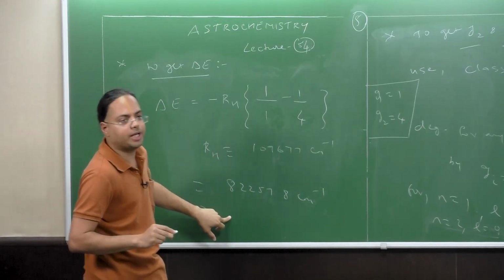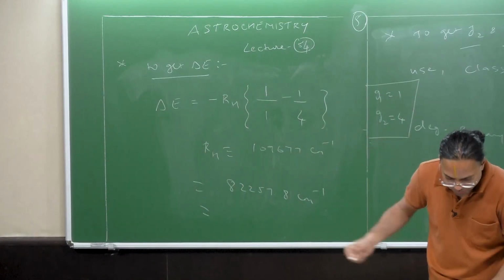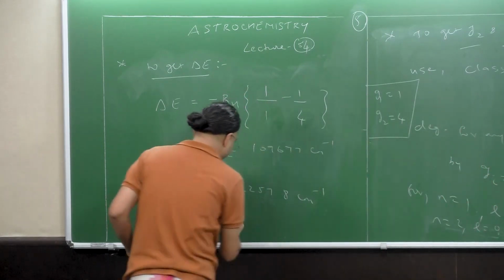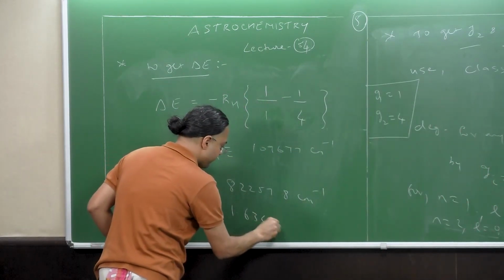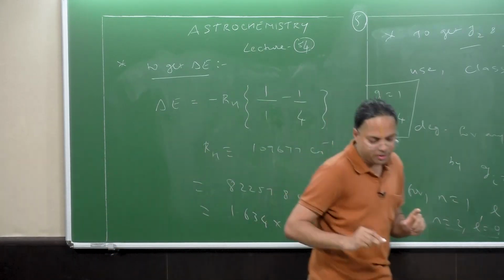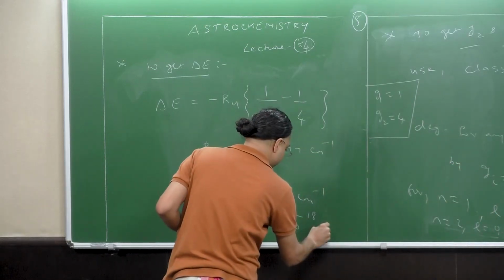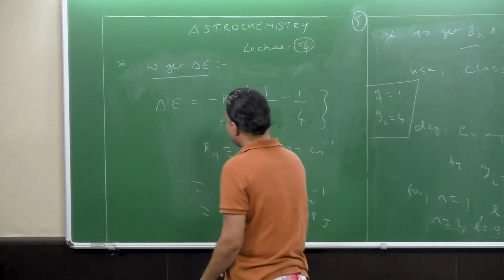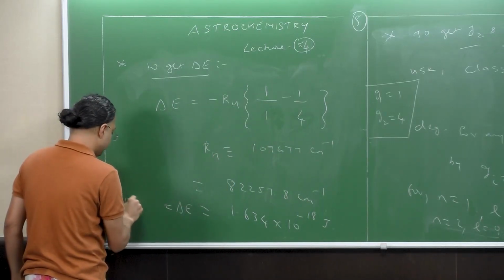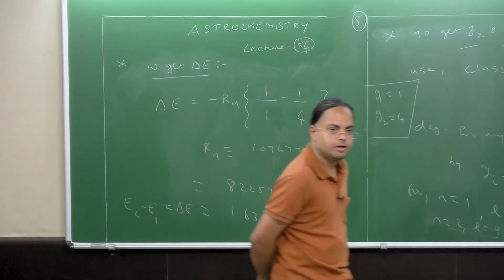So what are we going to get after doing that? You can do that as a homework. The number turns out to be 1.634 into 10 to the power minus, it should be a very small number, I'll just confirm. Yeah, it's minus 18 joules. So this is the magnitude of delta E, which is my E2 minus E1.